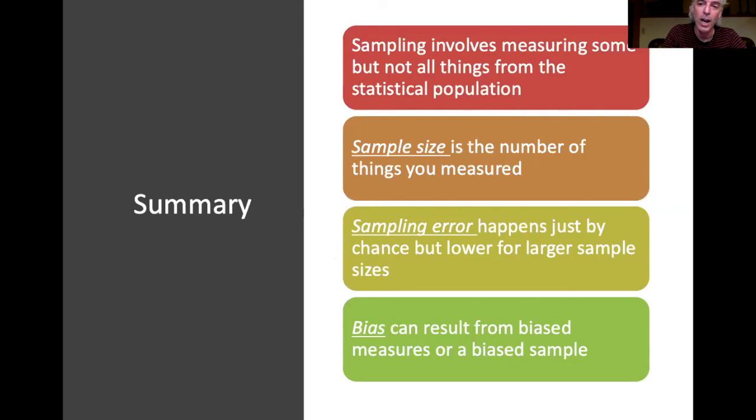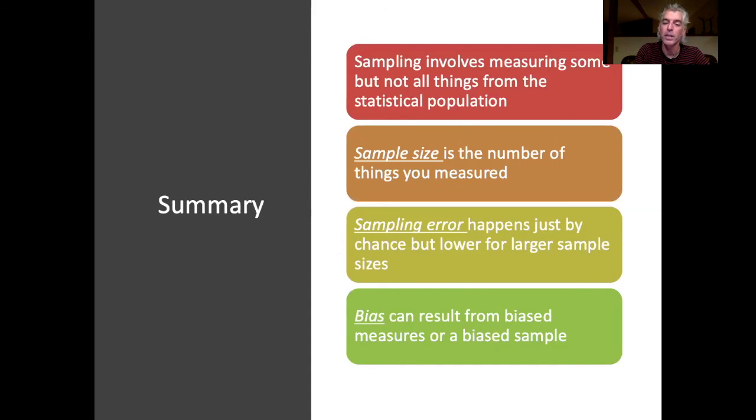So in summary, sampling involves the measurement of some, but not all things from a statistical population. And as a result, each time we sample, we measure a slightly different subset of the population, and these samples will vary. The sample size is simply a measure of the number of things that you have recorded. Sampling error are the random differences between samples that you get as a result of measuring a subset of the overall population. Samples with larger sample sizes will tend to have lower sampling errors, while samples with smaller sample sizes will have larger sampling errors. Finally, bias represents samples that are consistently too high or too low. And these biases can result from biased measures or biases in our sampling design.